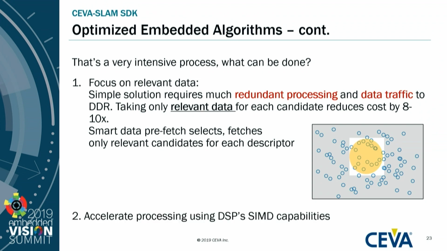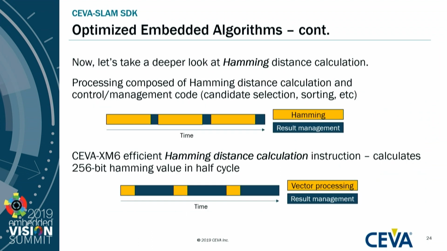Another way is to use the DSP SIMD capabilities. Now, let's take a deeper look at the Hamming distance calculation. The processing has two different parts. The first one is Hamming distance calculation, and we have some other control and management code for selection and sorting.